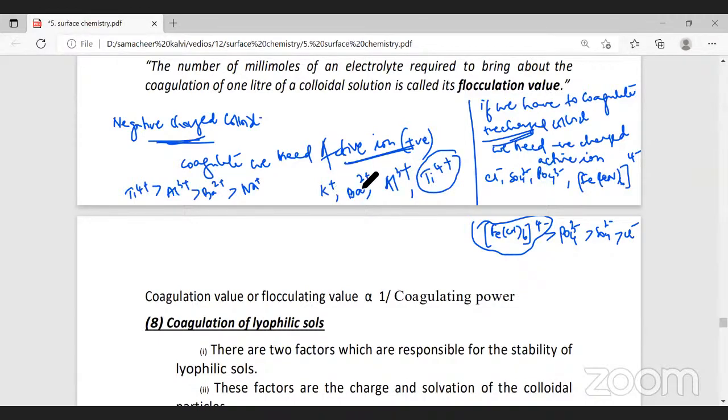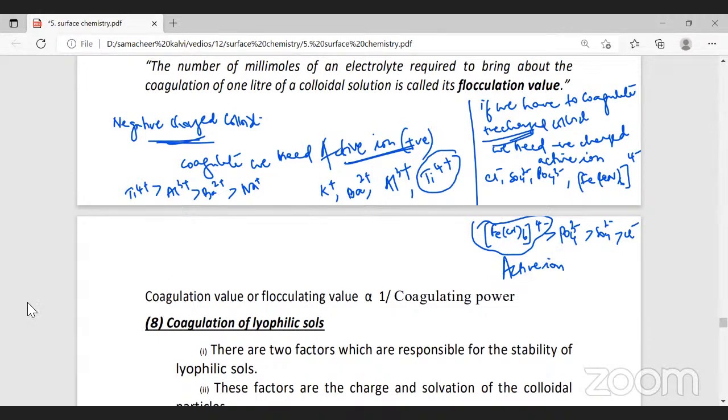Or in other words, the amount of titanium ion required to coagulate the negatively charged colloid will be less compared to the number of potassium ions required. Therefore, the coagulating ability of titanium is greater than all the other three. Similarly, in order to coagulate positively charged colloid, FeCN6 4- is required in lesser quantity compared to all these. Therefore, this will be called as active ion.